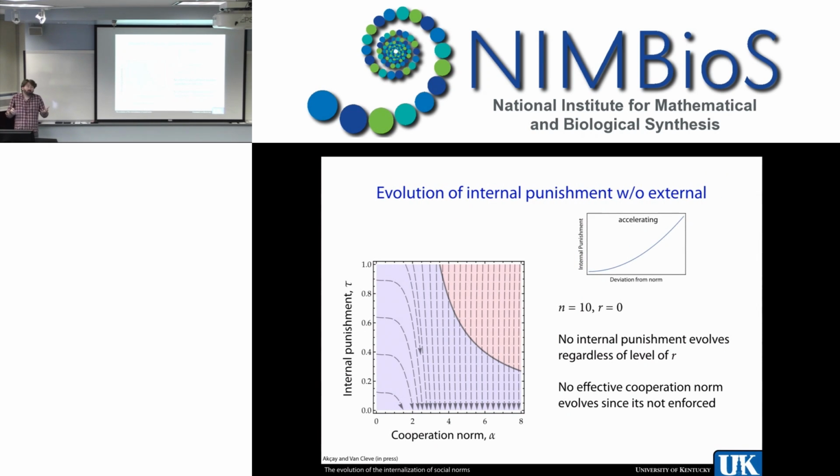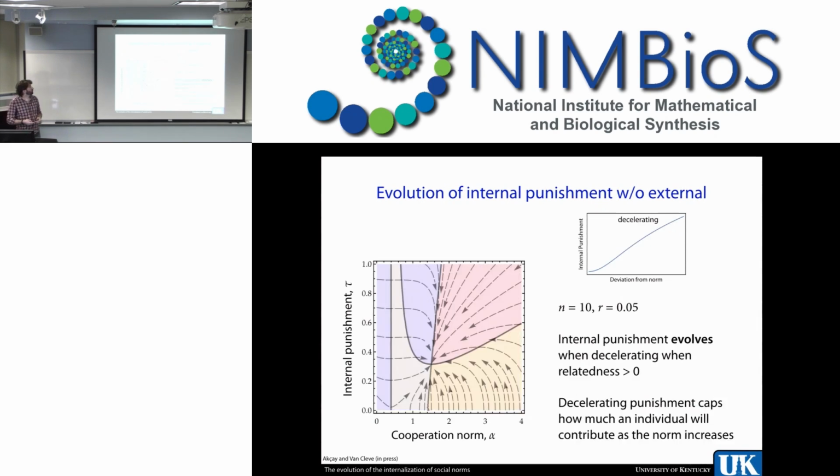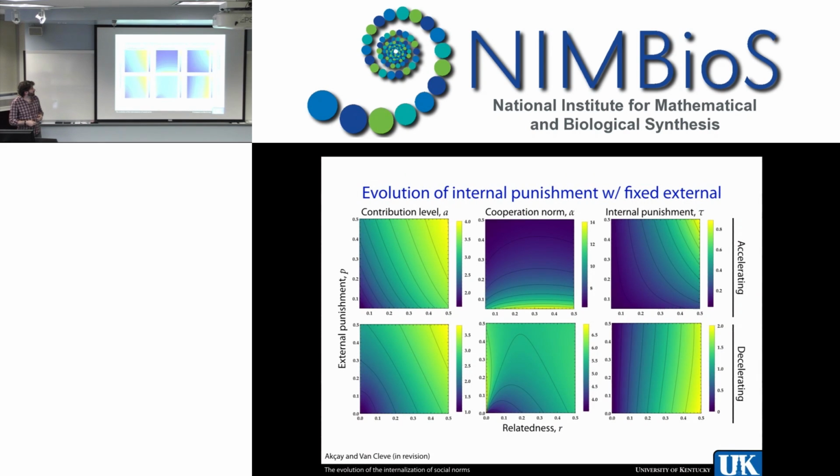What if there's also some kind of external punishment force? Do those things work together to create even more guilt evolving? The answer is, in general, yes. It depends a little bit on whether you have this accelerating or decelerating function. In either case, here's relatedness on the x-axis, and this is the contribution level, how much they're actually cooperating. Here's the norm value, what they expect individuals to be doing, and the expectation is always much higher. But with decelerating, it's a little bit more robust in the individuals.